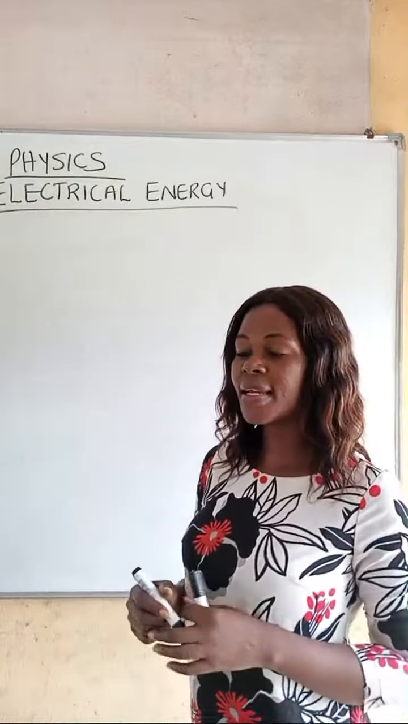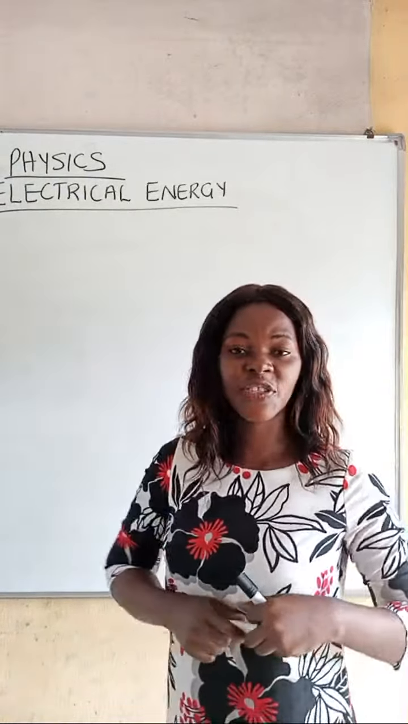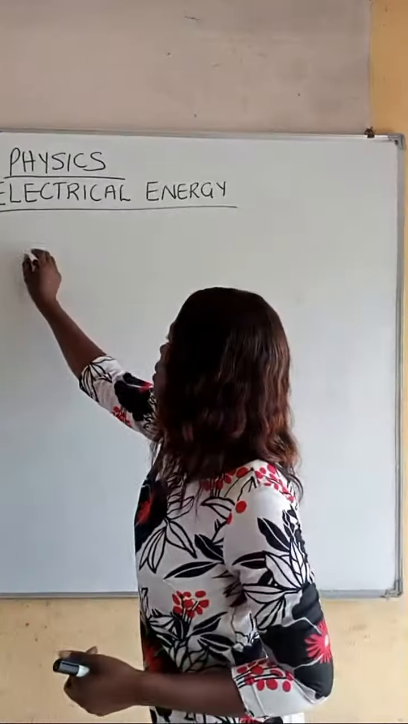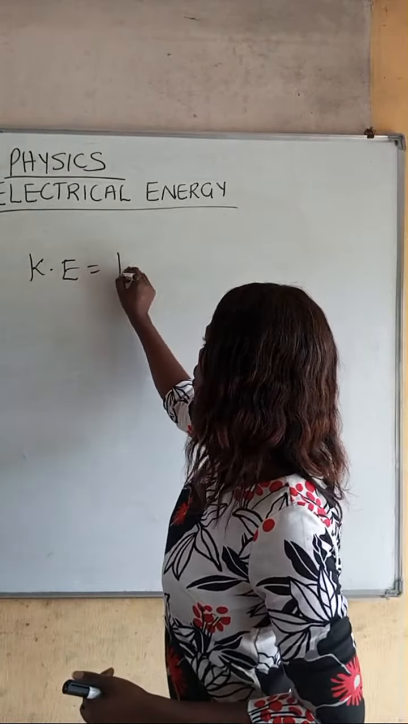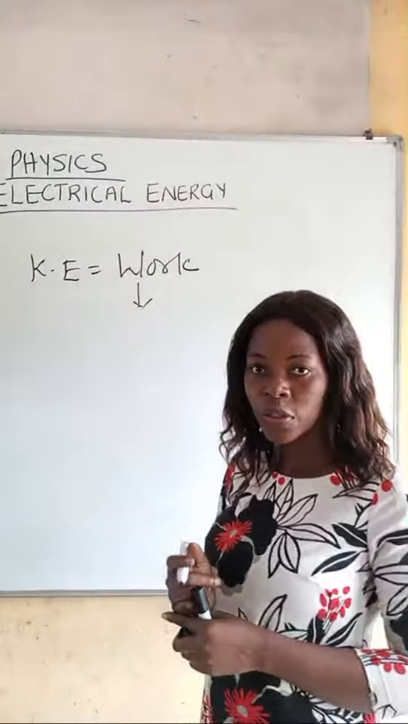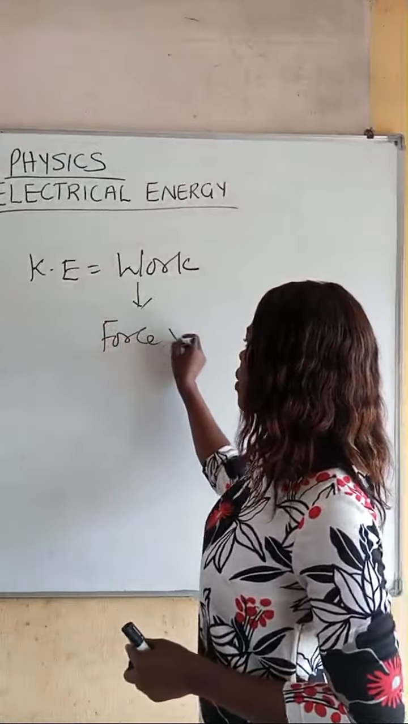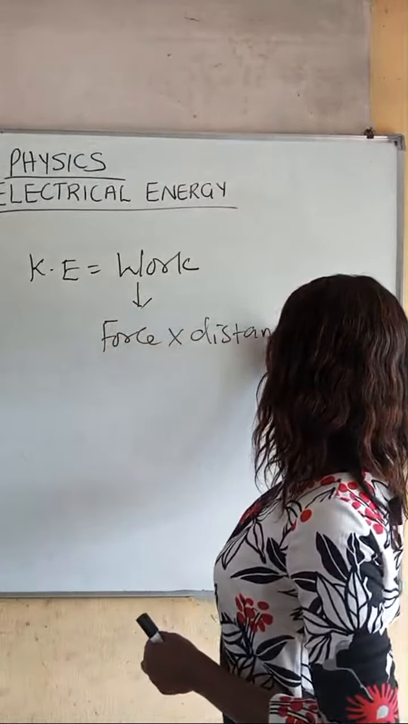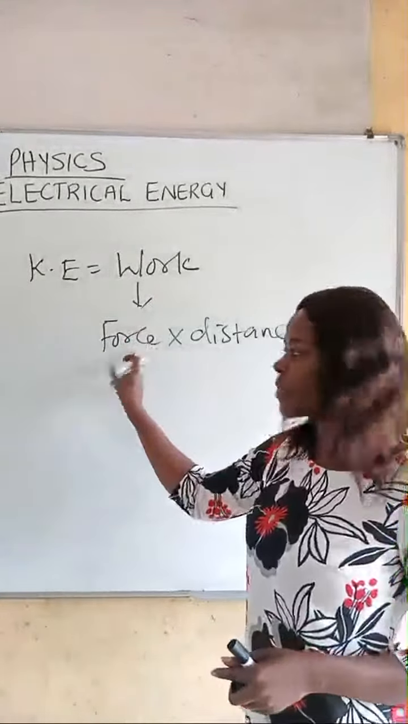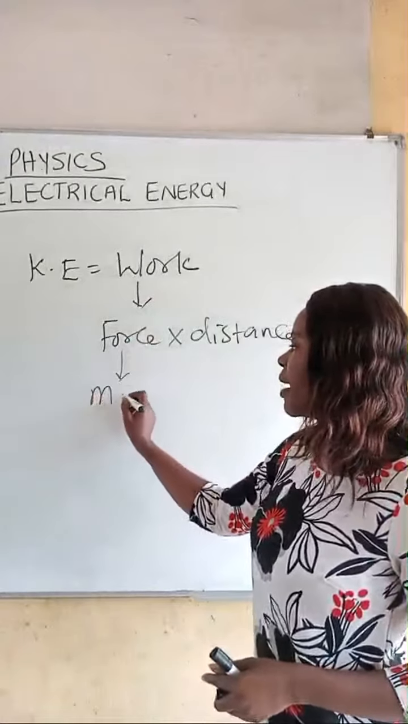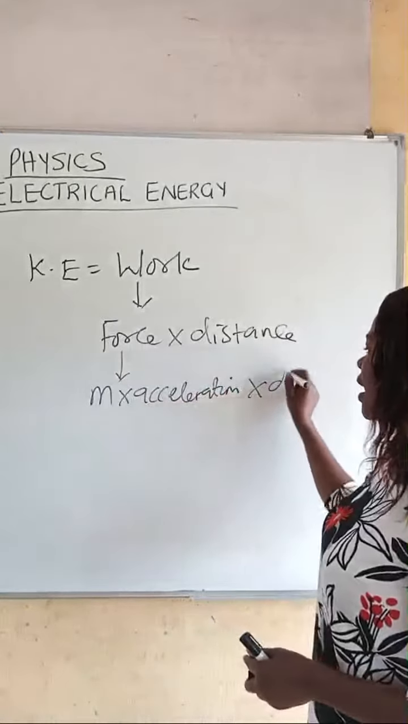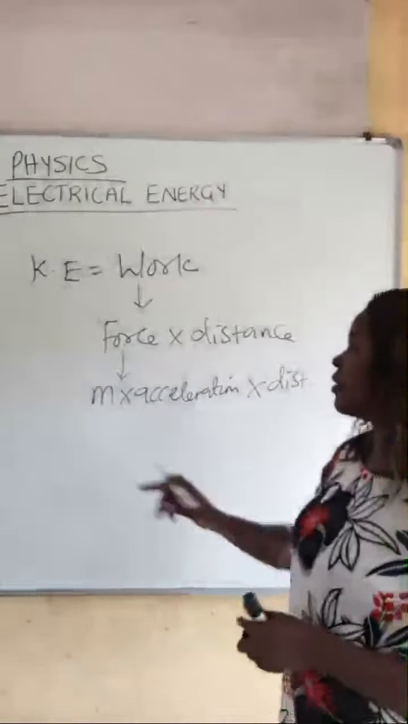If we are asked to find the dimension of kinetic energy, it is the same thing as work, because they are measured in joules, right? So kinetic energy is equal to work done. Work done is force times distance. And what is force? Force is mass times acceleration, then times distance.